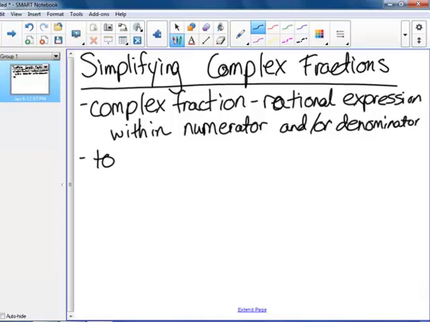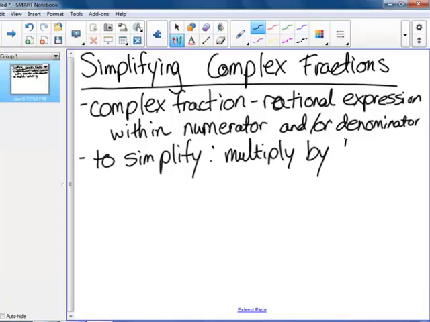To simplify these, there's basically a trick. What we do is we multiply by the least common denominator over the least common denominator. We're allowed to do that. We can multiply anything by 2 over 2 if we want. So we're going to multiply by the least common denominator over the least common denominator, and go from there to simplify it.